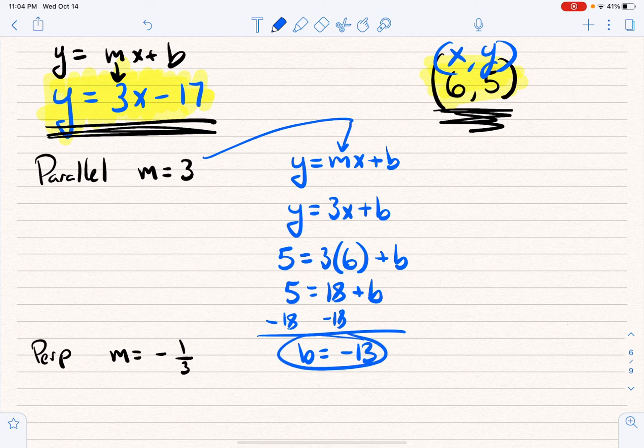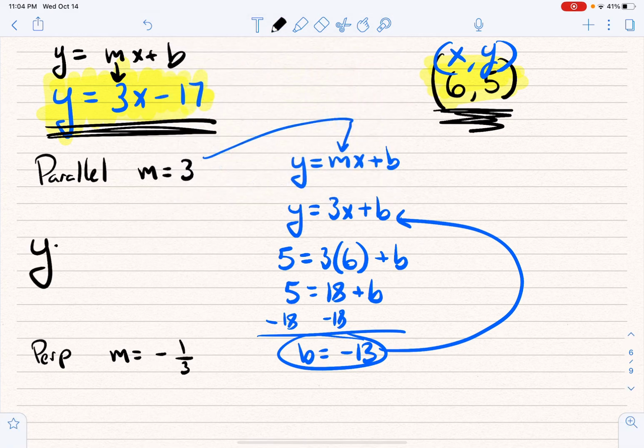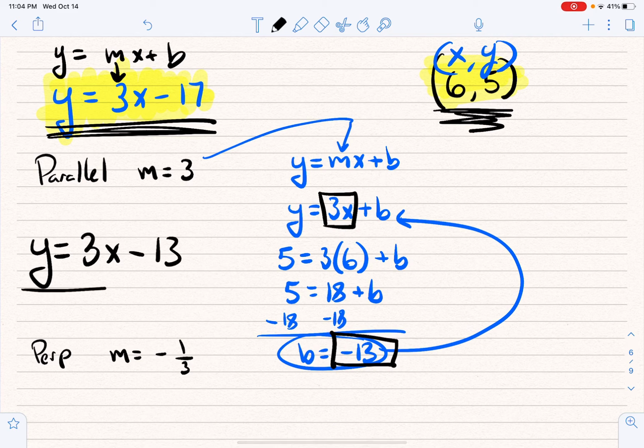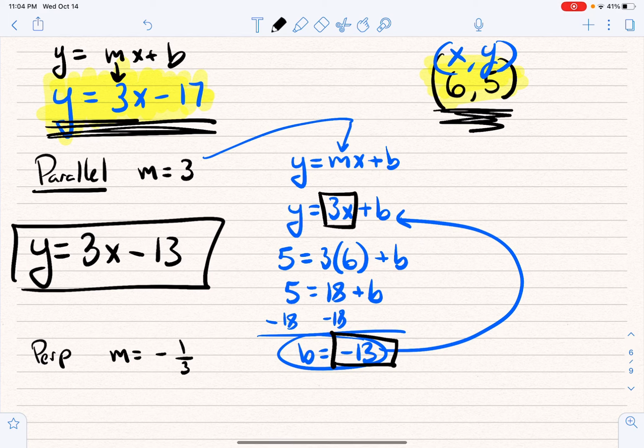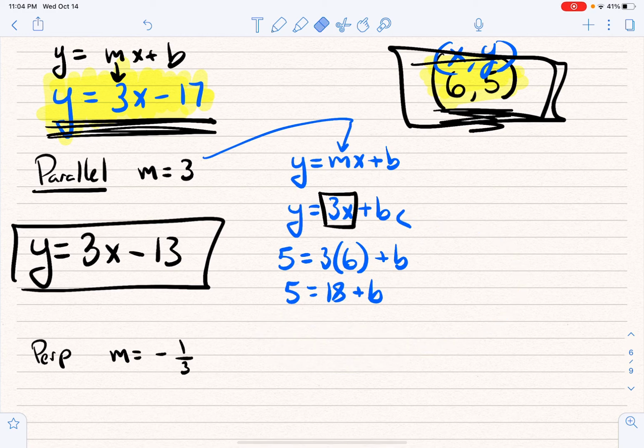Now I can take this and plug it back in right there and rewrite my equation. And so at this point, I know the equation would be y equals 3x minus 13. This is the equation of a line that's parallel to this original line, but passes through this point over here. Okay, now we're going to try the exact same thing, but for perpendicular.